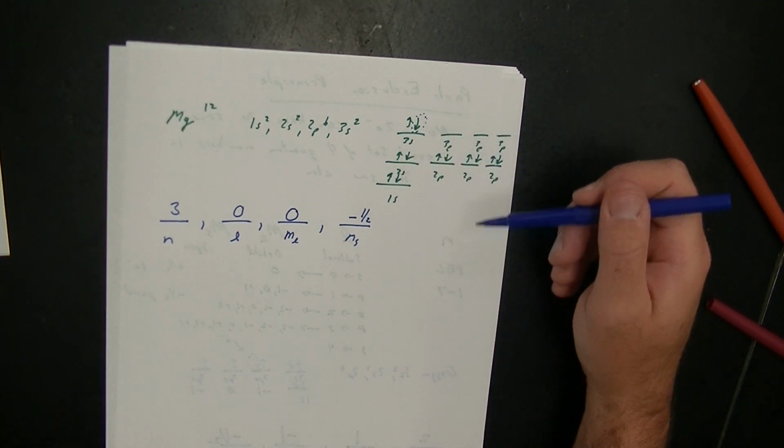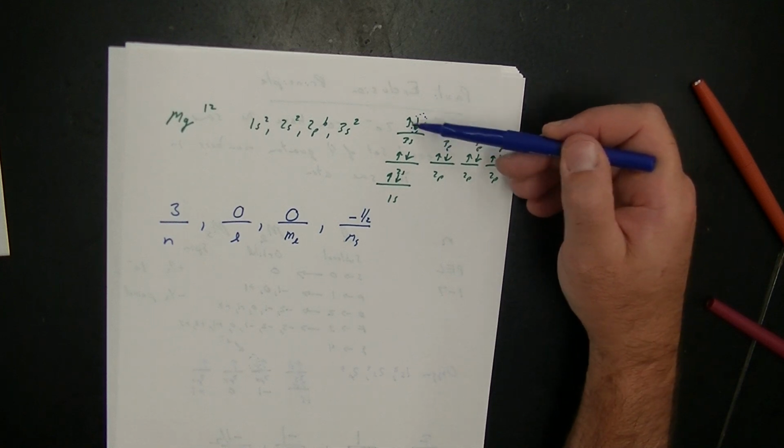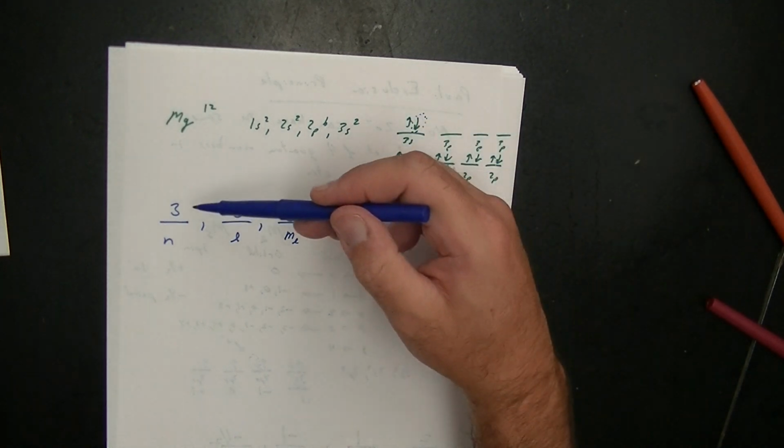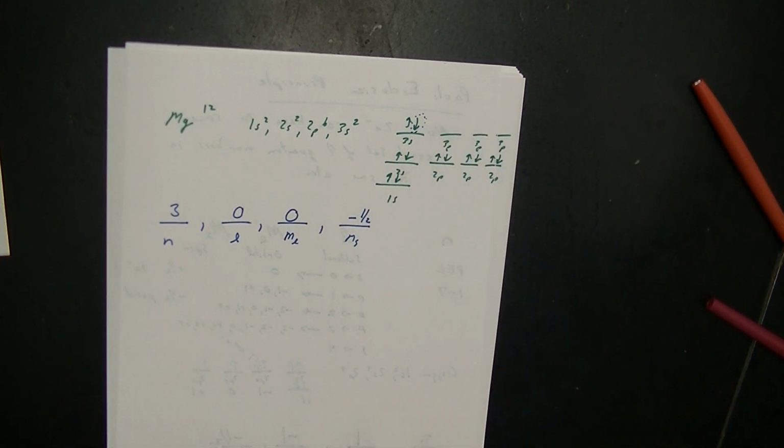Now, the Pauli exclusion principle, and I didn't say this before, is just saying that there is no other electron in here that has these four exact same quantum numbers. None of them. Okay. All right.